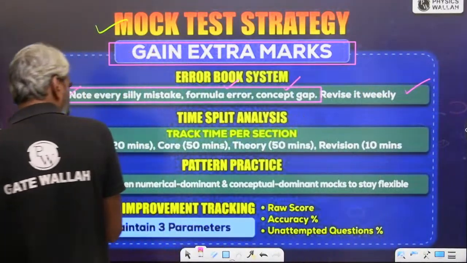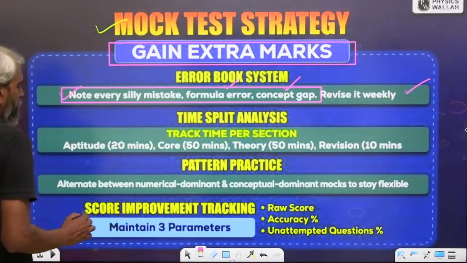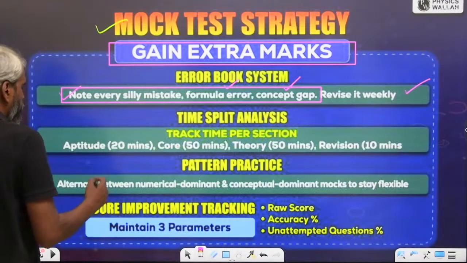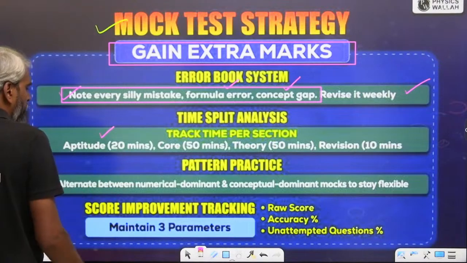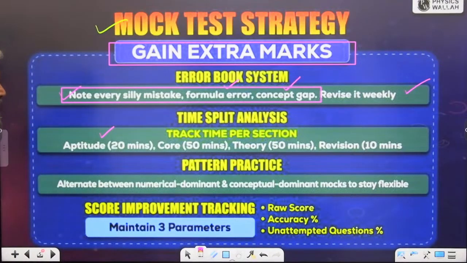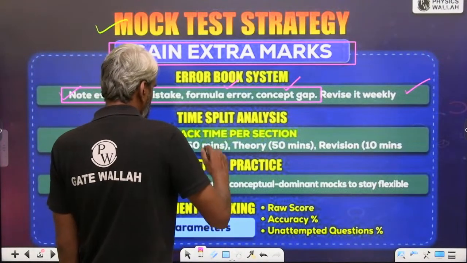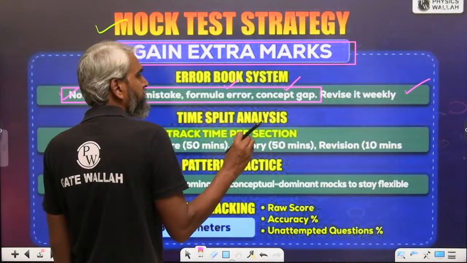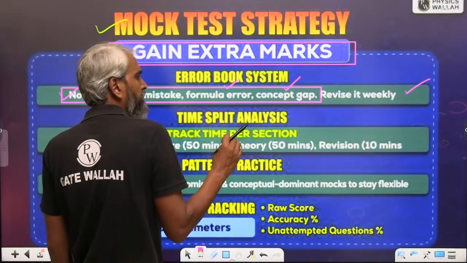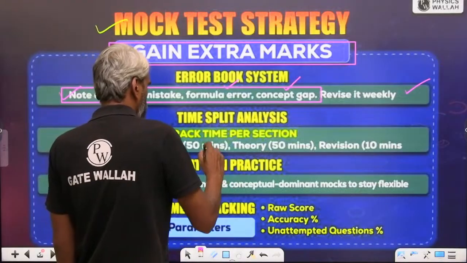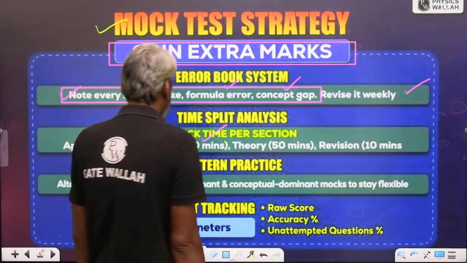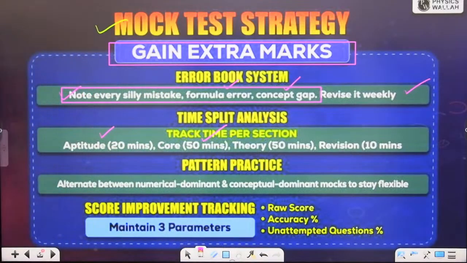So try to split the time. Try to solve all the questions of aptitude within 20 minutes. Then think about the core subjects from where 30 to 40% of questions are asked, and try to solve the questions of those subjects within the next 50 minutes.